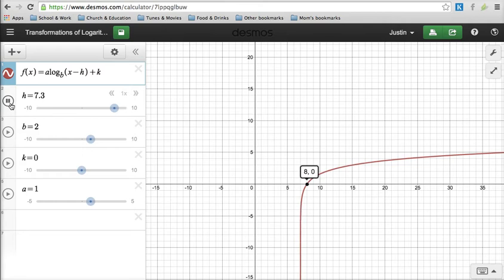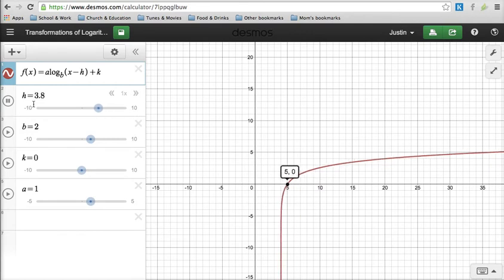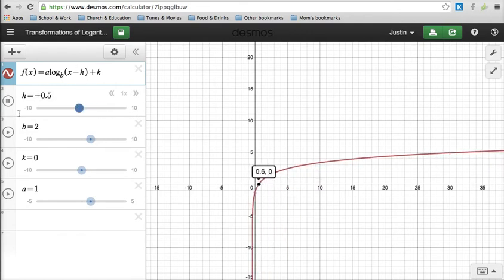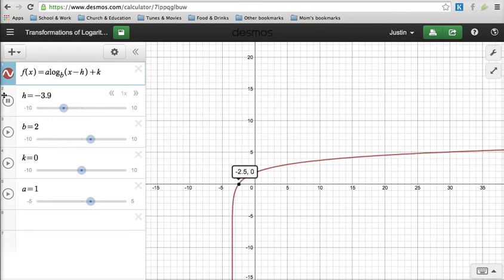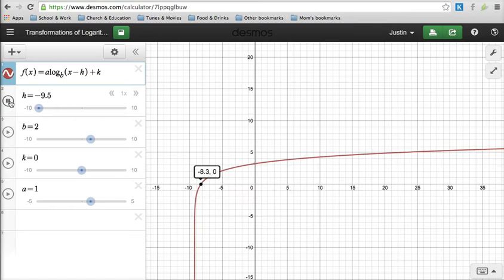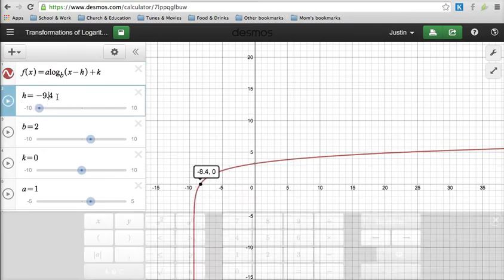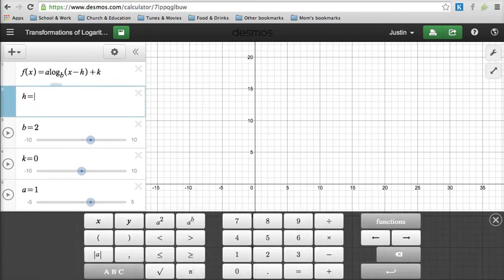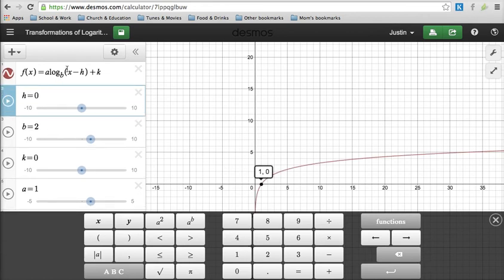So in other words, take that down, x equals h is the vertical asymptote. So take the stuff that's in the parentheses, set it equal to 0, just like you're finding a root, and you get x equals h. That is the asymptote. That's your vertical asymptote. All right, let's change this back to 0, and look at what happens when the base changes.